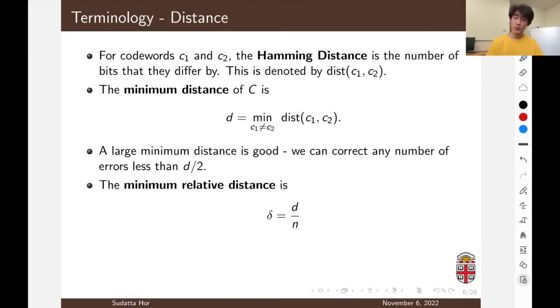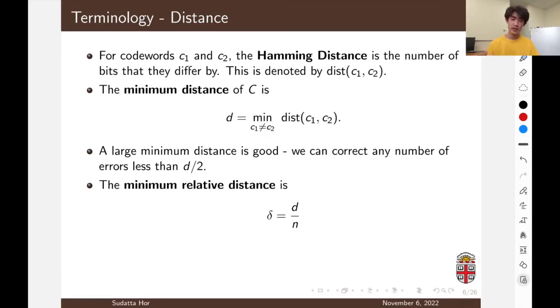Okay, next we will define the Hamming distance between 2 code words. This is really simple. It's just the number of bits that 2 code words differ by. We are also interested in the minimum distance between these code words, because a large minimum distance is good. We can correct any number of errors less than d/2.